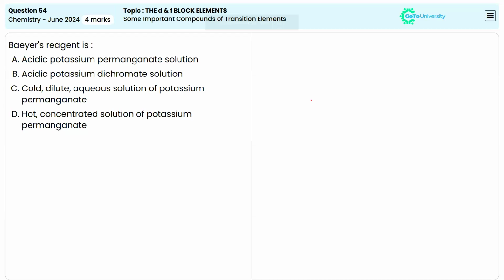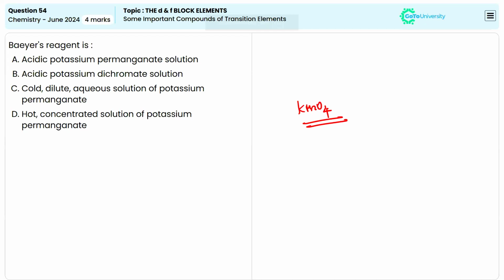Bayer's reagent is used as a qualitative test for the presence of unsaturation, that is, to check the presence of a double or triple bond in an organic compound. It is an alkaline solution of cold dilute potassium permanganate, KMnO4. So this is usually used to identify the presence of unsaturation, that is, a double or triple bond in the compound.